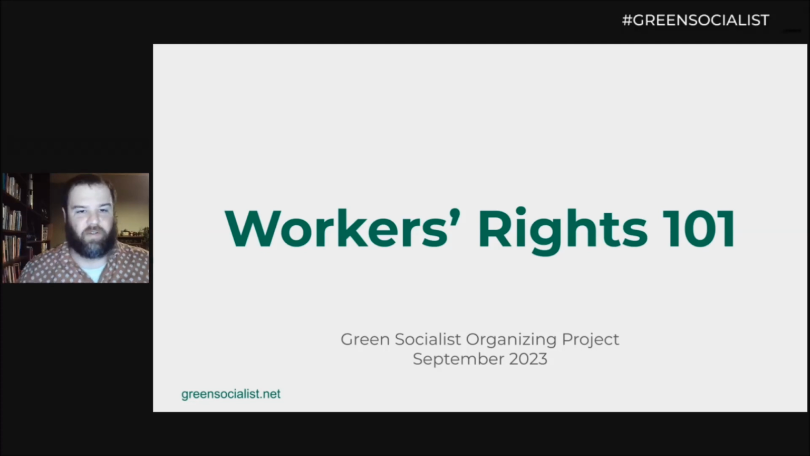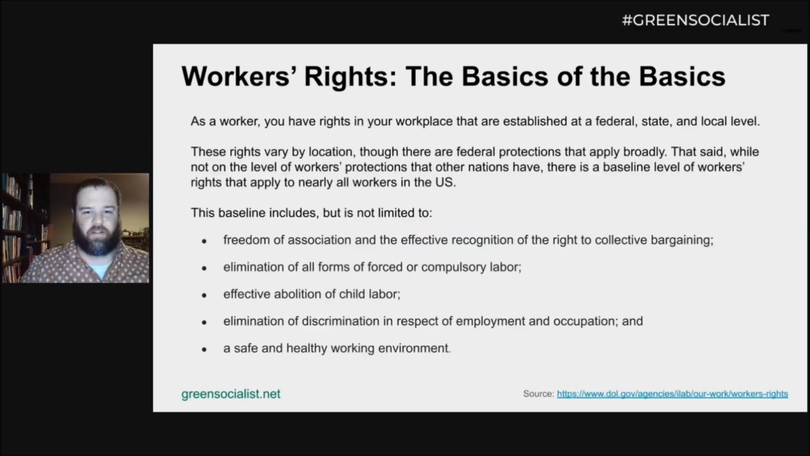So, workers' rights 101. To start off, like I said, this workshop is about the basics of the basics, right? This workshop isn't about how to effectively organize a union in your workplace. We're working on a much broader series, right?